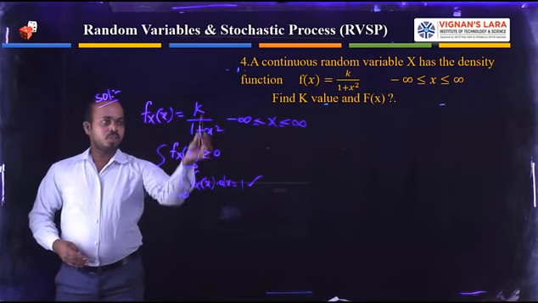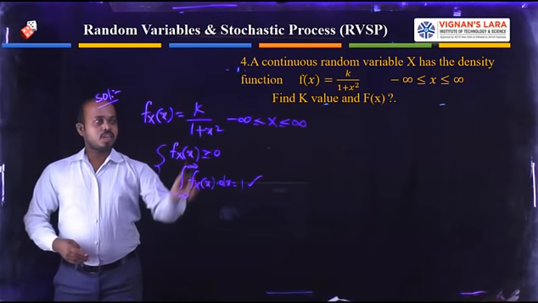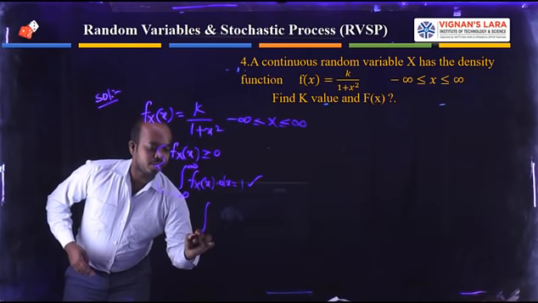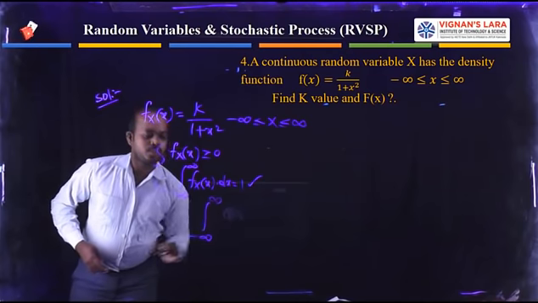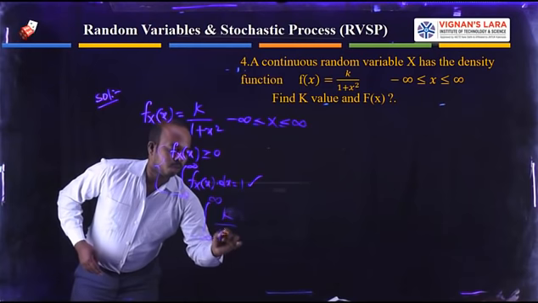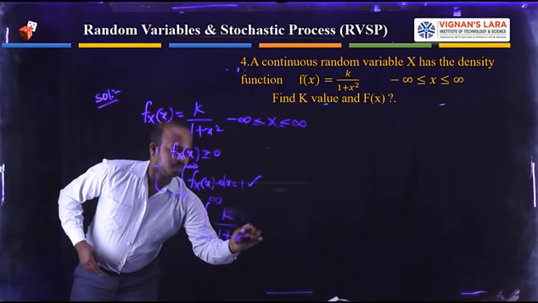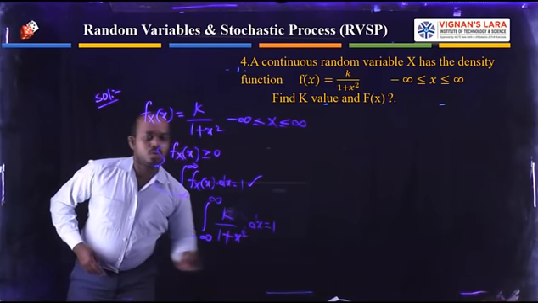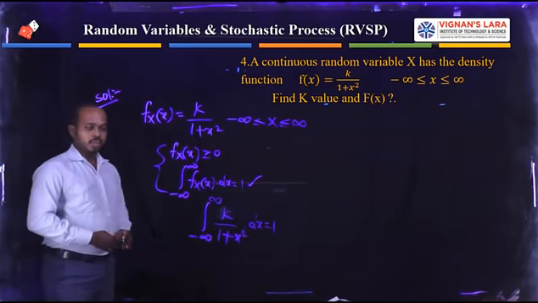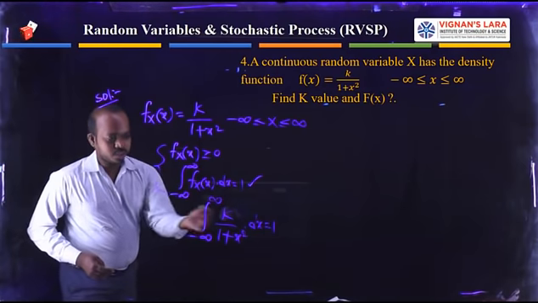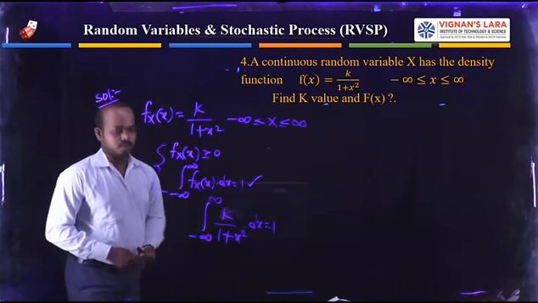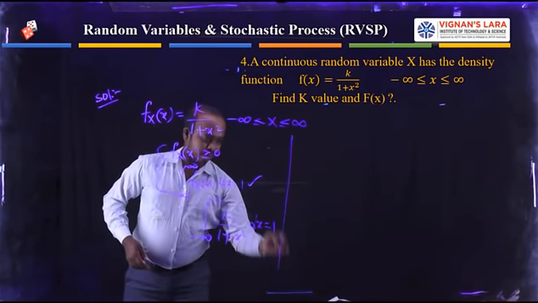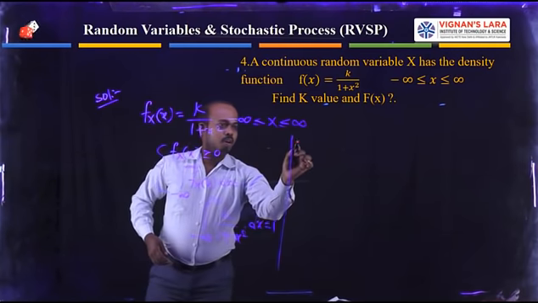I am substituting where f of x is, putting in the f of x value. Here I am writing the integral from minus infinity to plus infinity of k divided by 1 plus x square dx equal to 1. In this equation, the k value is a constant and x is a variable. That's why I'm simplifying this, writing k outside of the integration.